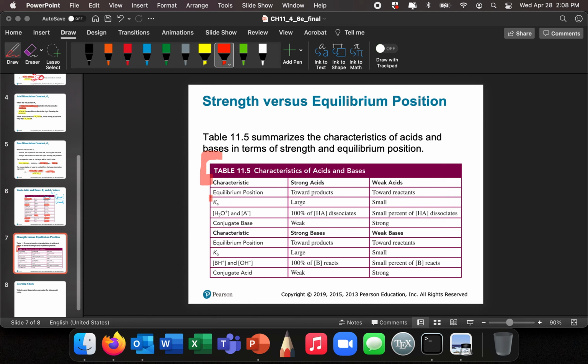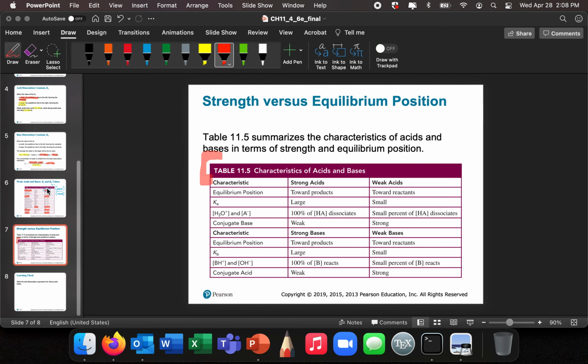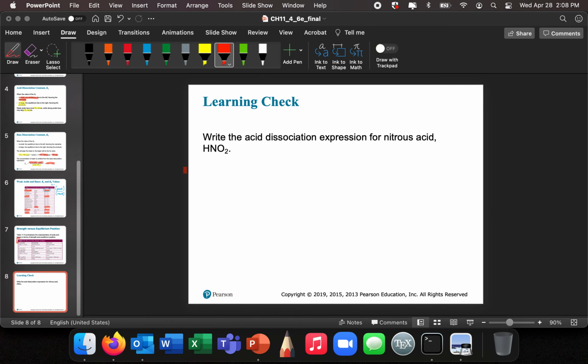It's just a review of the things I've said just now. I do want to go to a learning check, and then we'll cut this off. Write the acid dissociation constant for nitrous acid. So if you get a question like this, let me encourage you to pause the video now, go back and look at the notes that you have for the previous part of the lecture, and make a guess. You'll learn this way better if you guess first.